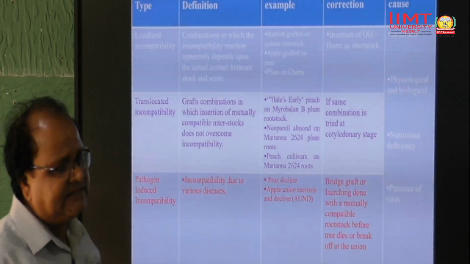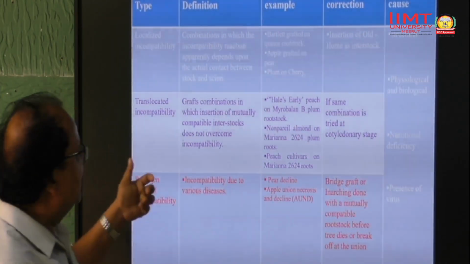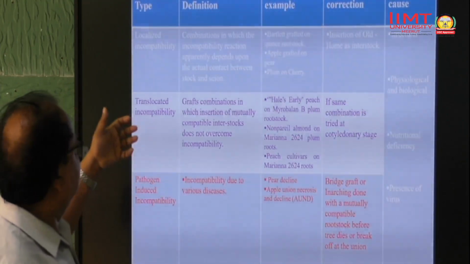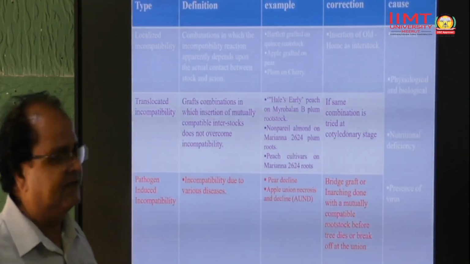Using Old Home as an interstock in between leads to success of the union, which reduces the incompatibility and leads to success of the plant.